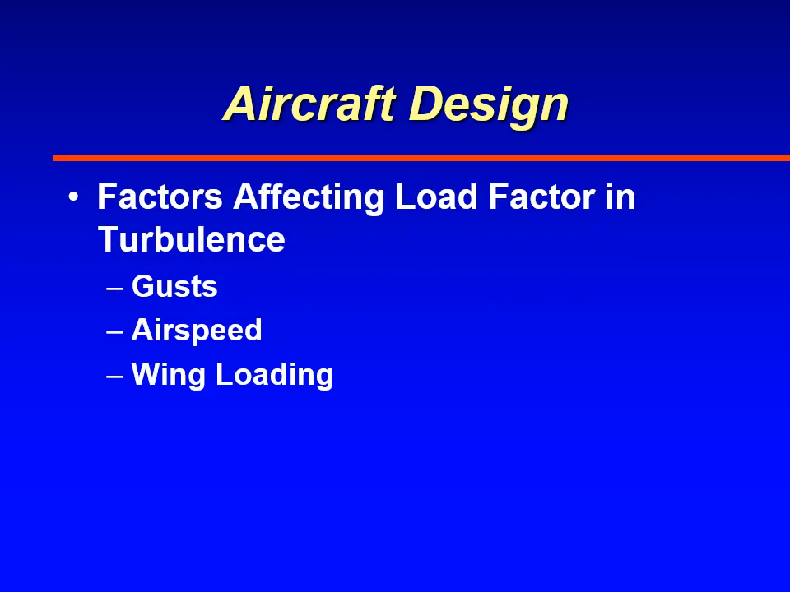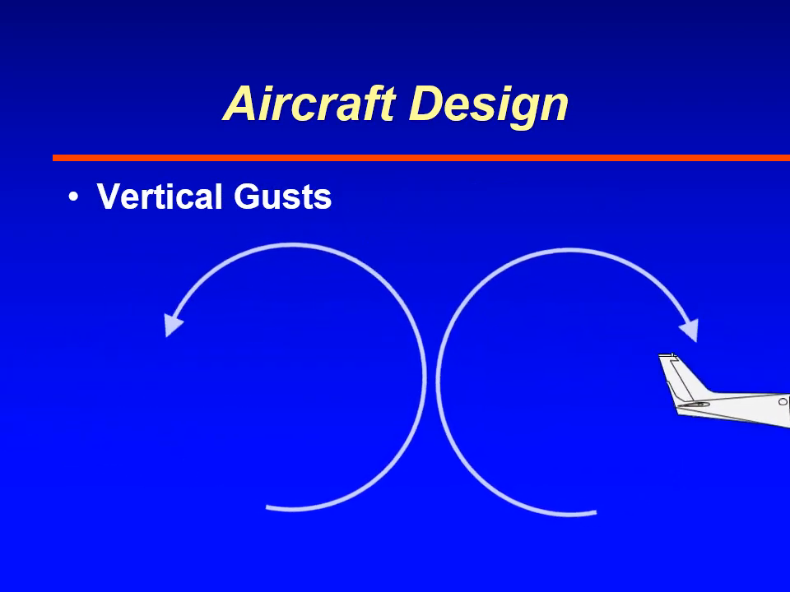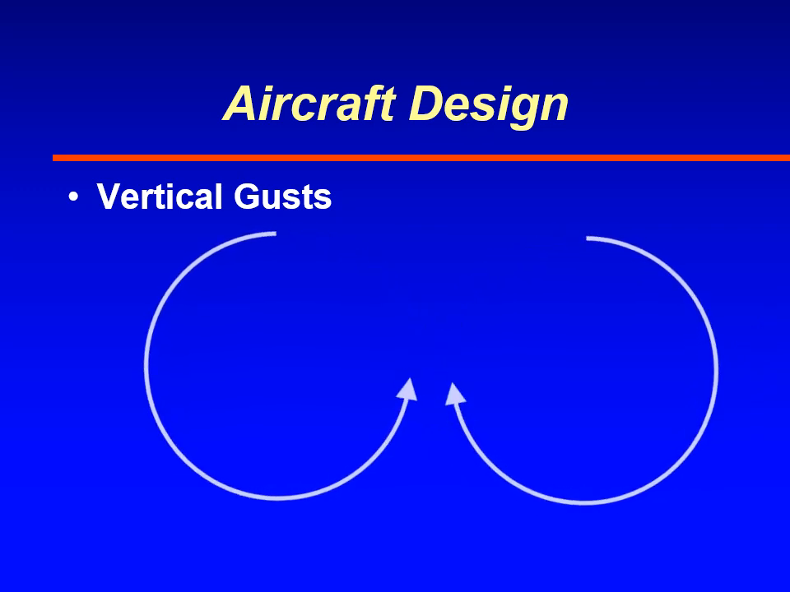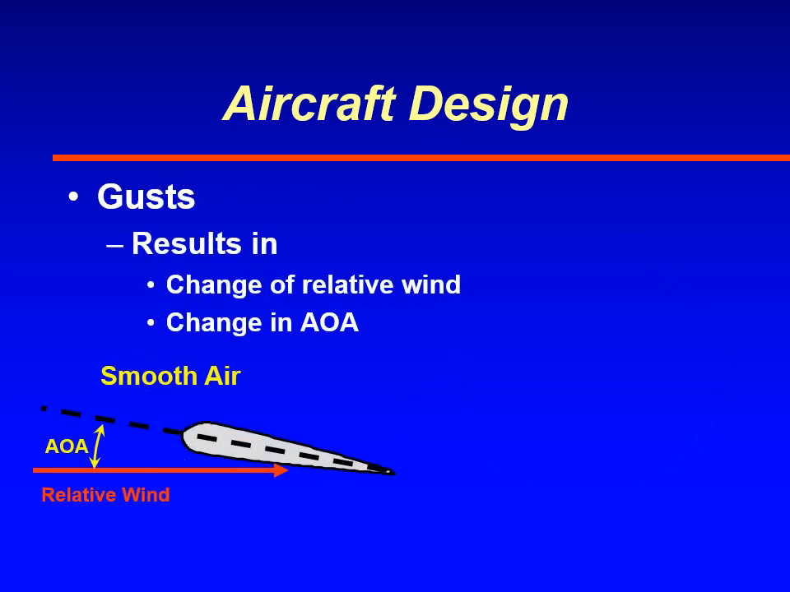So here are the factors that affect the load factor when you're in turbulence, and we'll talk about gusts and airspeed and also wing loading. So of course, as an airplane flies through the air, it's going to experience gusts, and we're concerned about vertical gusts. There's also horizontal gusts, but we'll talk about vertical gusts. And we talked about angle of attack, and how angle of attack is the angle between the relative wind and the chord line of the aircraft. Now, when you experience vertical gusts, that will change your relative wind, and also will change the angle of attack.